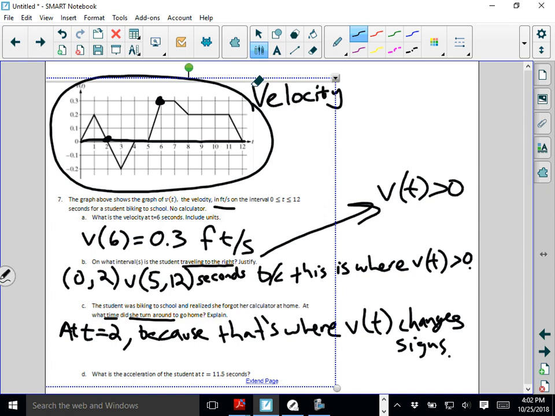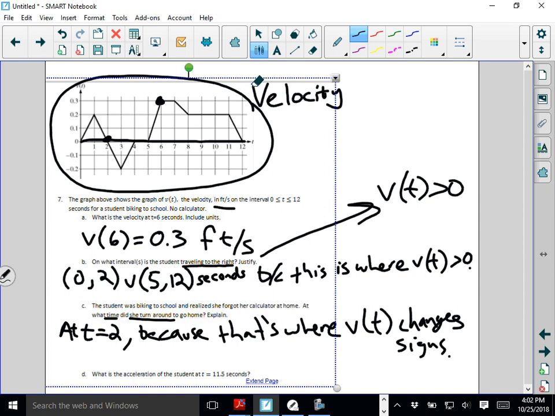Okay, so the first three questions here, A, B, and C, all had to do with velocity, right? I wanted to know the velocity in A. I wanted to know when we were going to the right. That's a velocity question because it's where velocity is positive. I had a turnaround question. That's where v of t changes signs. This question is now about acceleration, so we need to be careful when we address this problem.